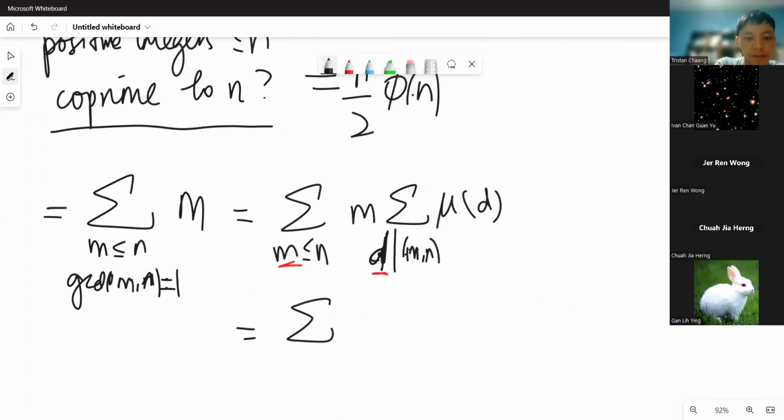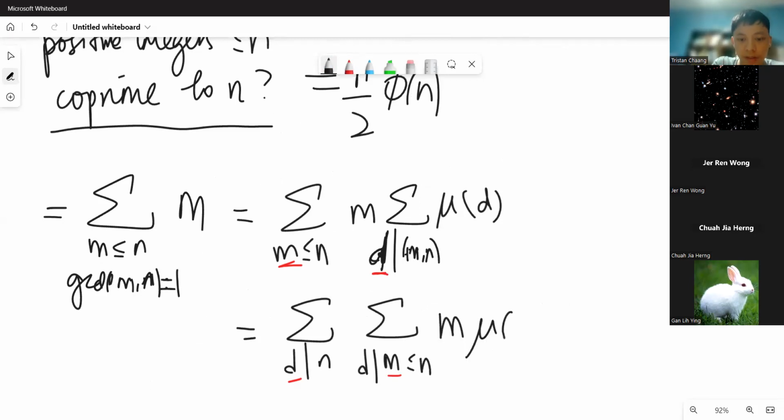So to swap summations, first of all, what's D running over? So D runs over the factors of n. And then what's M? M runs over what? The multiples of D, but then it should be less than or equal to n. M mu d. So now we can sum this up first. Right, we can sum this up first, which is easy to sum.